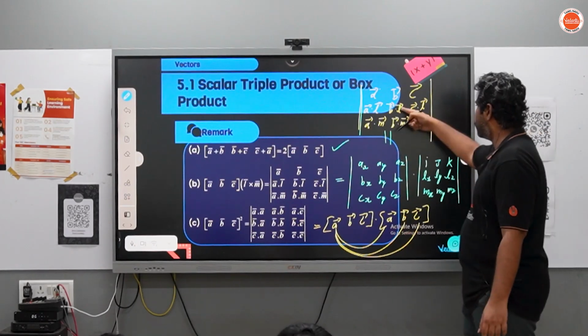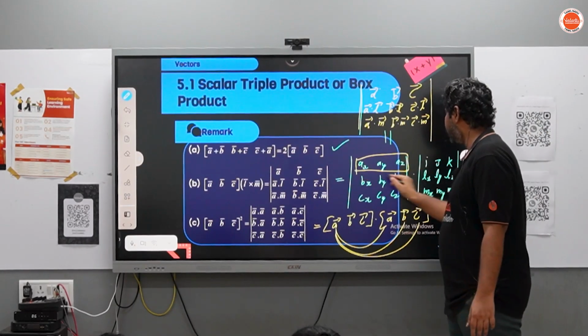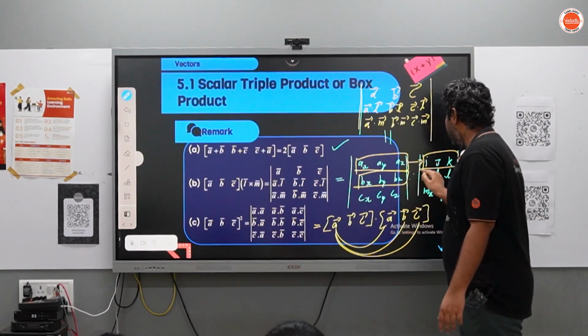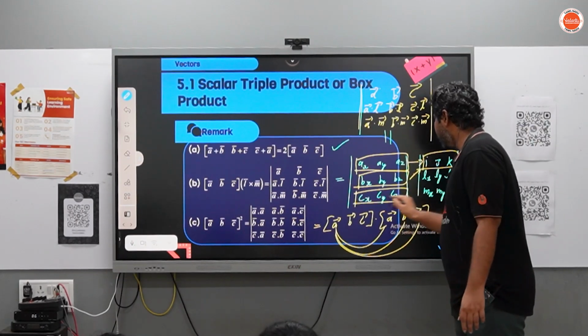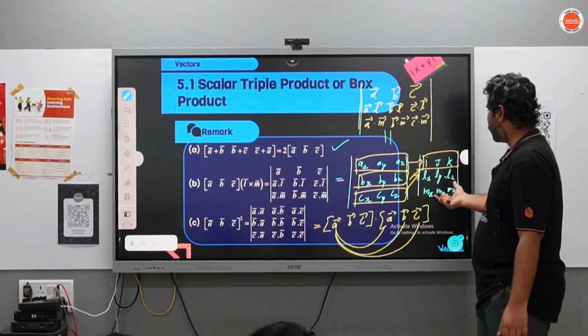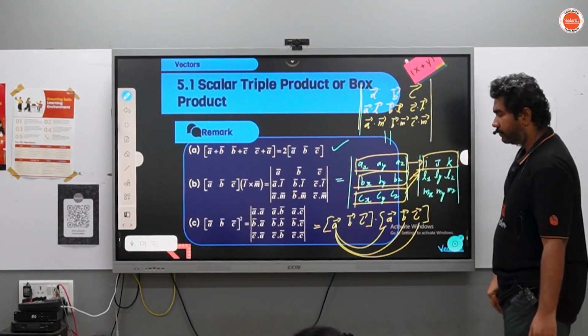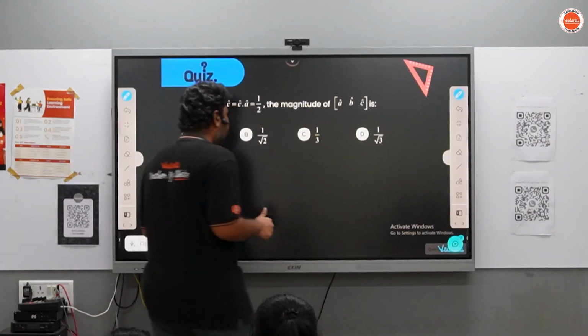So here the multiplication scheme was like this. Okay, I followed something like this. So this and this. Okay, like row multiplication. If you take the transpose and do the matrix multiplication, the same thing will come.